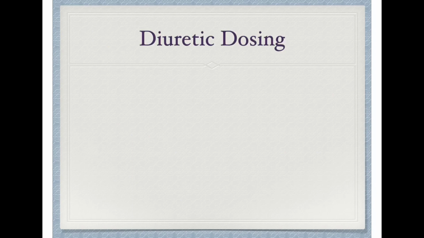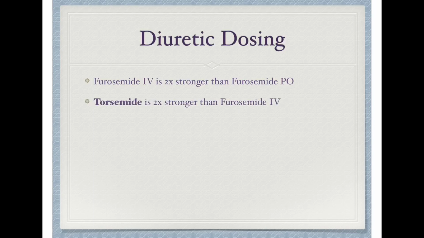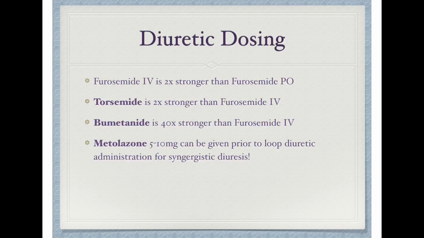When it comes to diuretic dosing, keep in mind that furosemide in its IV form is 2 times stronger than the PO form. Torsemide is a stronger loop diuretic, which is even 2 times stronger than the IV form of furosemide, or 4 times stronger than the PO form of furosemide. And bumetanide is the most potent loop diuretic, which is 40 times stronger than IV furosemide. Again, metolazone can be given for synergistic effect.